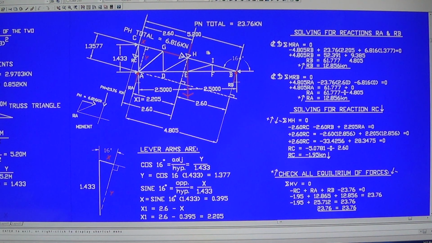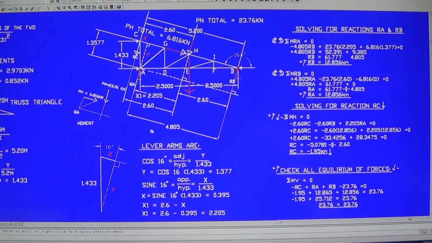Lever arm. Okay, now you take a moment at A. The lever arm for PN is x1, equal to 2.05. How to get that? The lever arm for the PN is only up to here. You draw a parallel line to the line of action, at 90 degrees to the rafter. And we have to solve for the x and subtract it from 2.6 to get the actual lever arm of the PN.